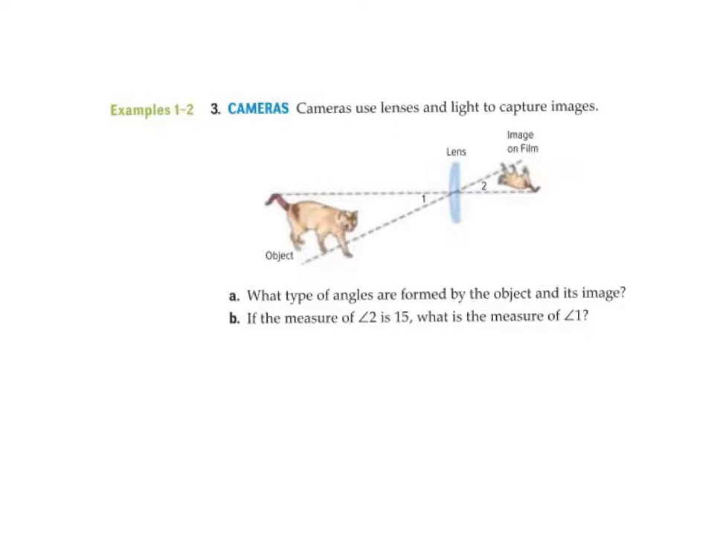And this is question number 3. This is camera and camera lenses. So as you can see, you will have an image of the film, and the object is usually inverted and smaller. Okay, but I'm going to answer all of question 3. So 3A says what type of angles are formed by the object and its image. So A is going to be vertical. They are vertical angles.